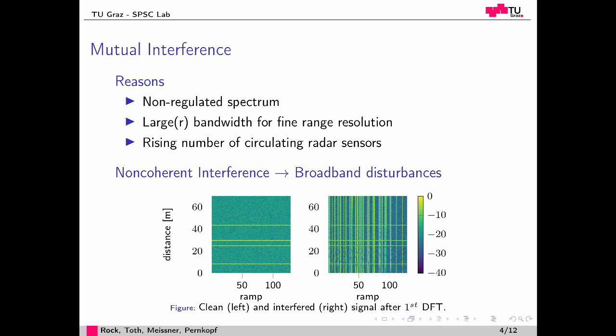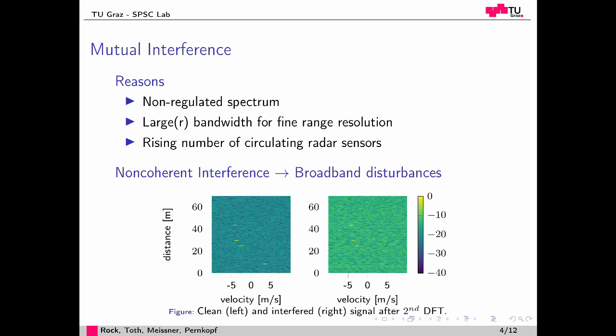Within these ramps, it gets already harder to detect the 4 objects. After the next DFT in the range Doppler map, we can see that the interfered data on the right side has a higher noise floor. And the noise is not only random, but it rather has some structure in it. And note that this structure really depends on the ramp crossings of ego radar and interfering radar.